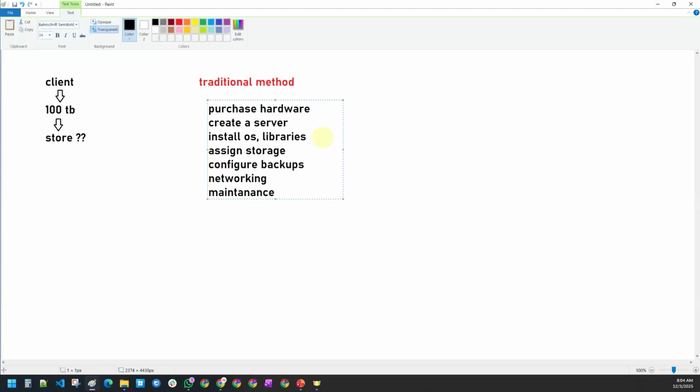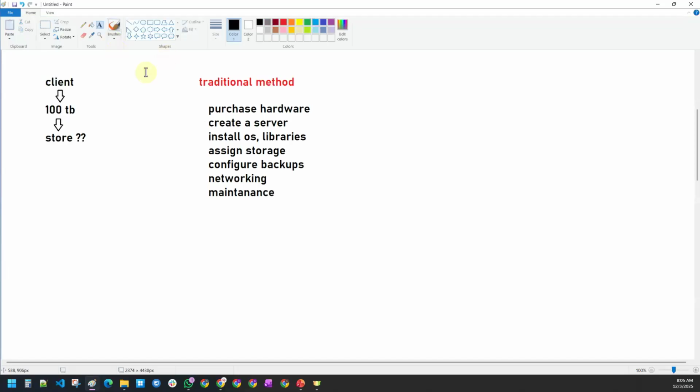So if you wanted to store some 100 terabytes of data, you do not have anything readily available. So what you have to do is work from scratch. That means you have to purchase the hardware, deliver it to your data center, create a server out of it, install the operating systems, libraries, assign the storage, configure the backups, networking, maintenance. Once everything is ready as per the standard, then we can go ahead and try to store this 100 terabytes of data here.